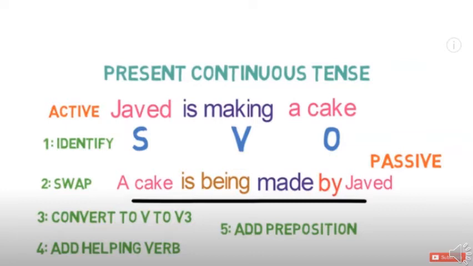Now, it's step 2. That is swapping. We need to swap the position of subject and object.